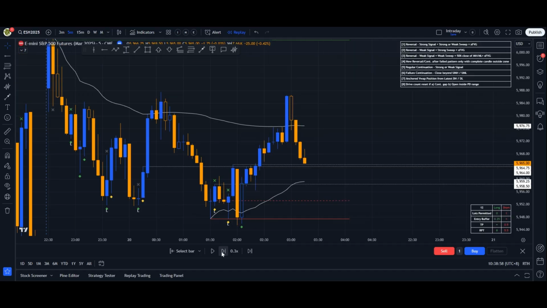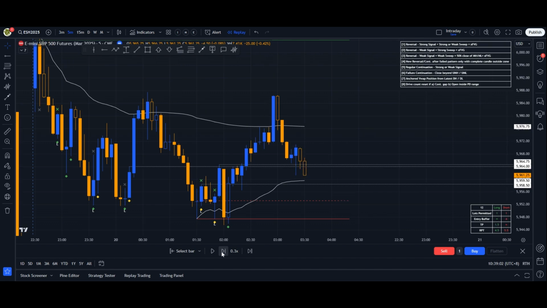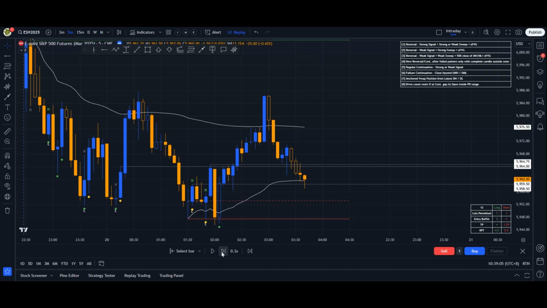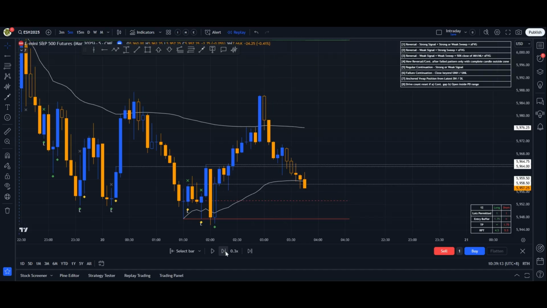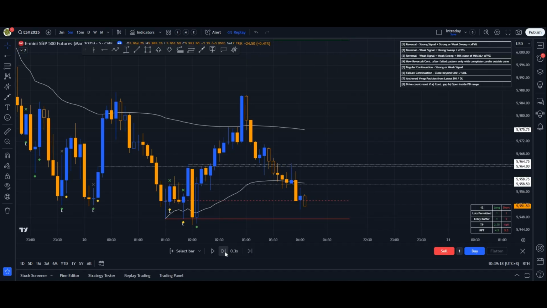And then it kind of came down. From our system perspective, we had no trade in this area because it's not coming off of day high, which is this green line. It is not coming off the day low, and it's not a continuation, so we are not trying to trade internal structures.